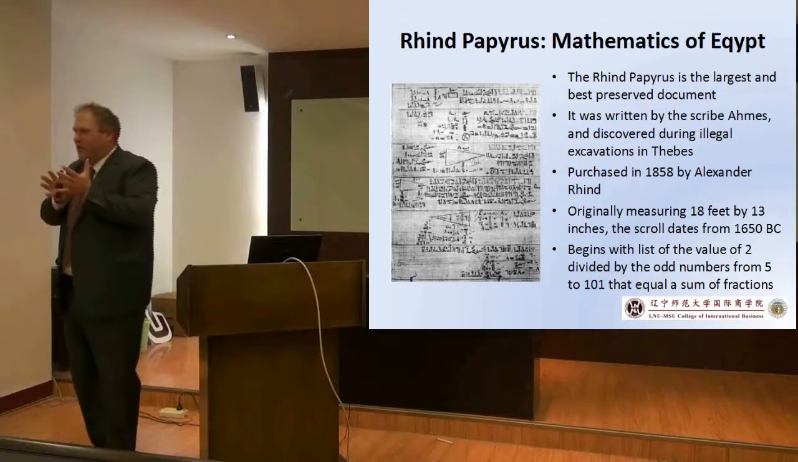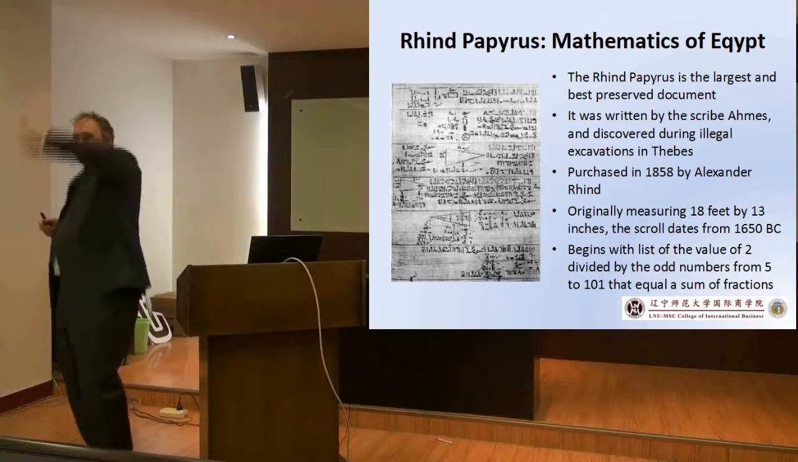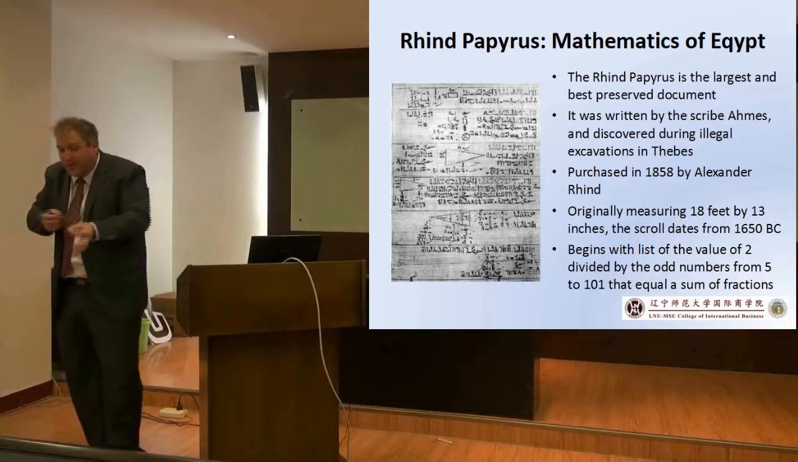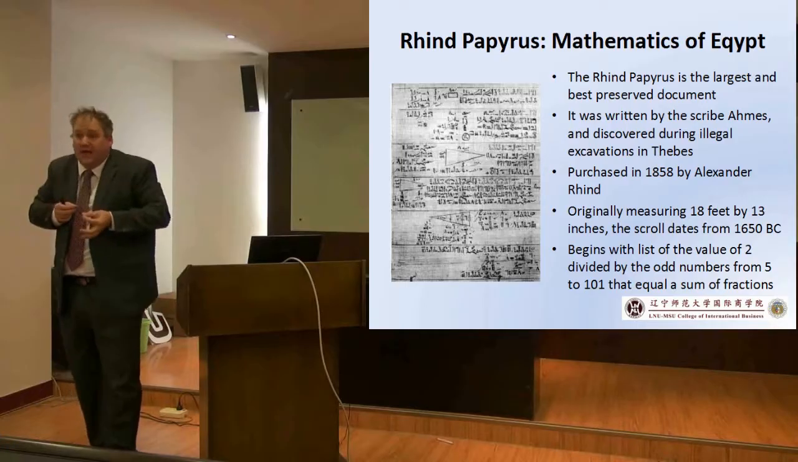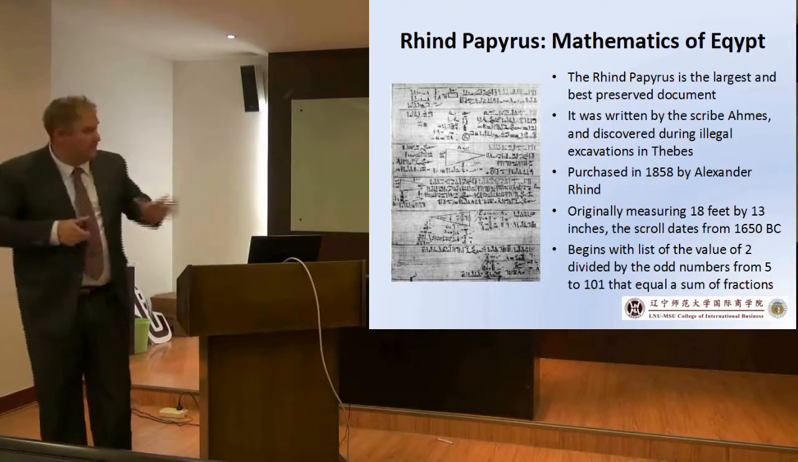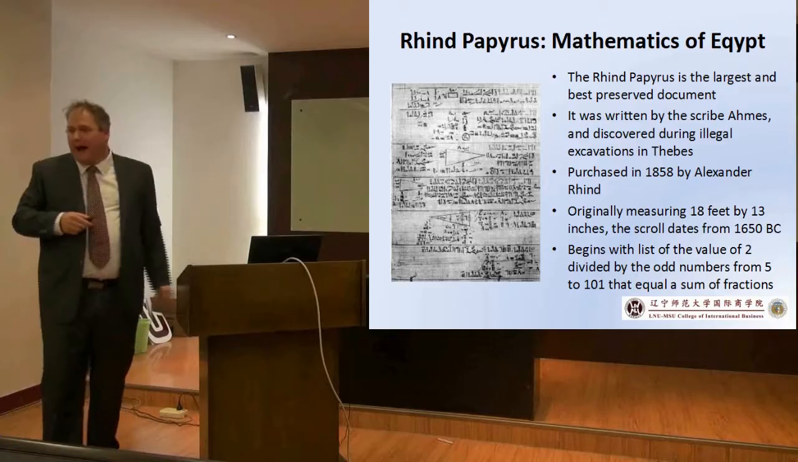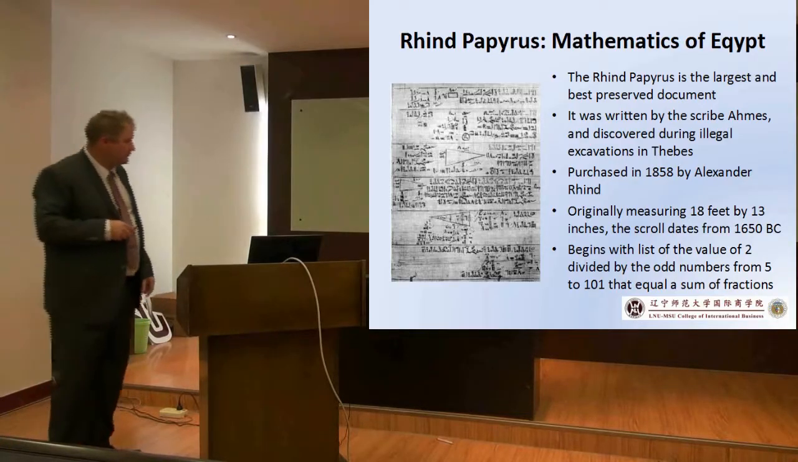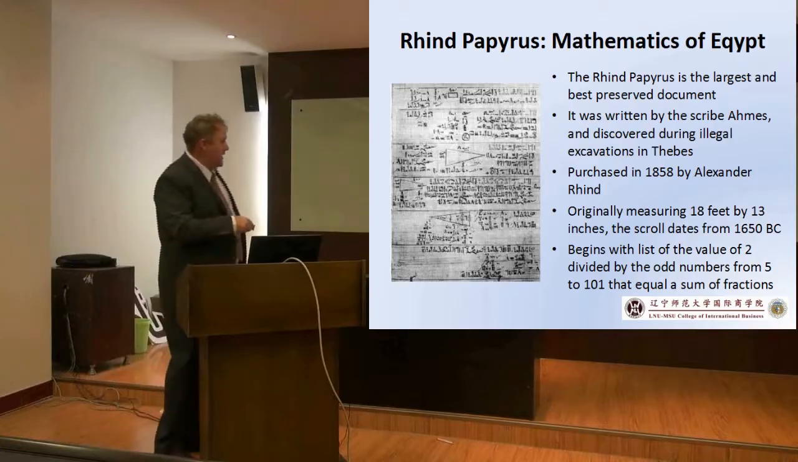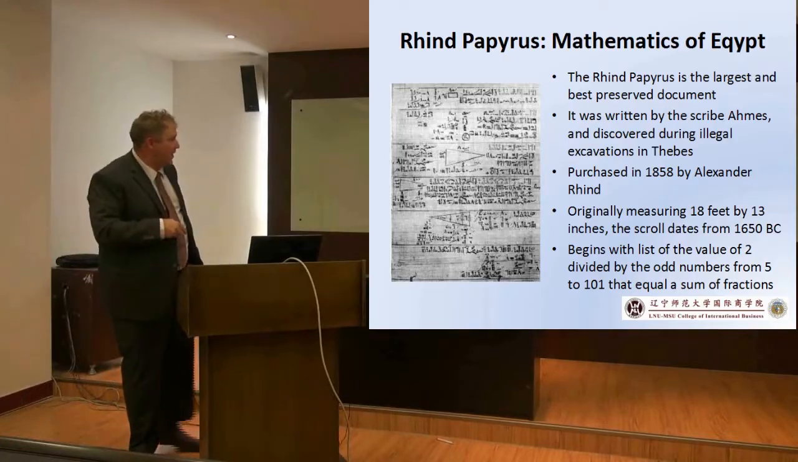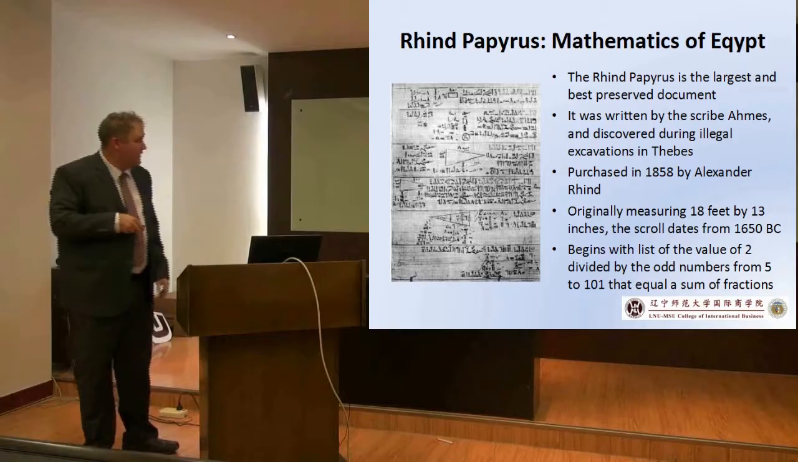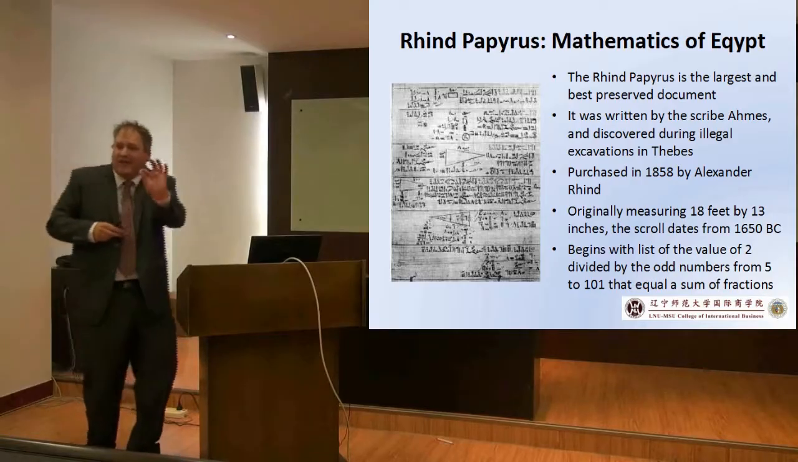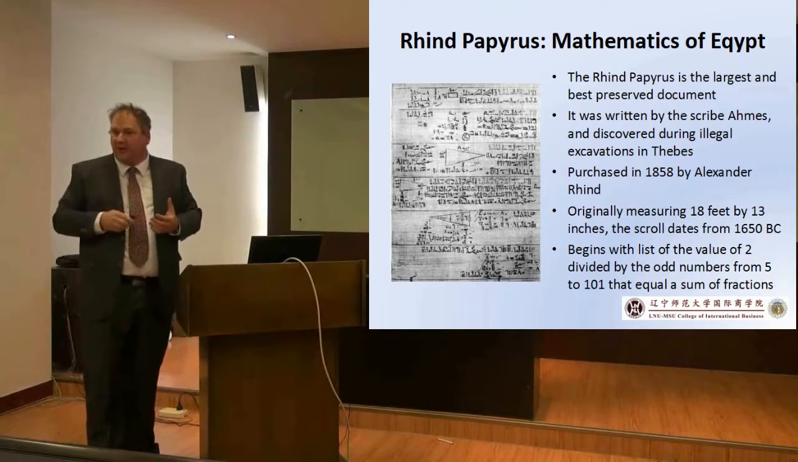Okay? It'd be like going through your garbage today, in the future, someone in the future going through and seeing how our life was. We didn't get much. Okay? So we really don't know how much the Egyptians actually knew and how advanced they were. Okay? So in this one here, it begins with a value of 2 divided by the odd numbers from 5 to 100 equals the sum of fractions. So it just gives you an indication how advanced they were. Okay?